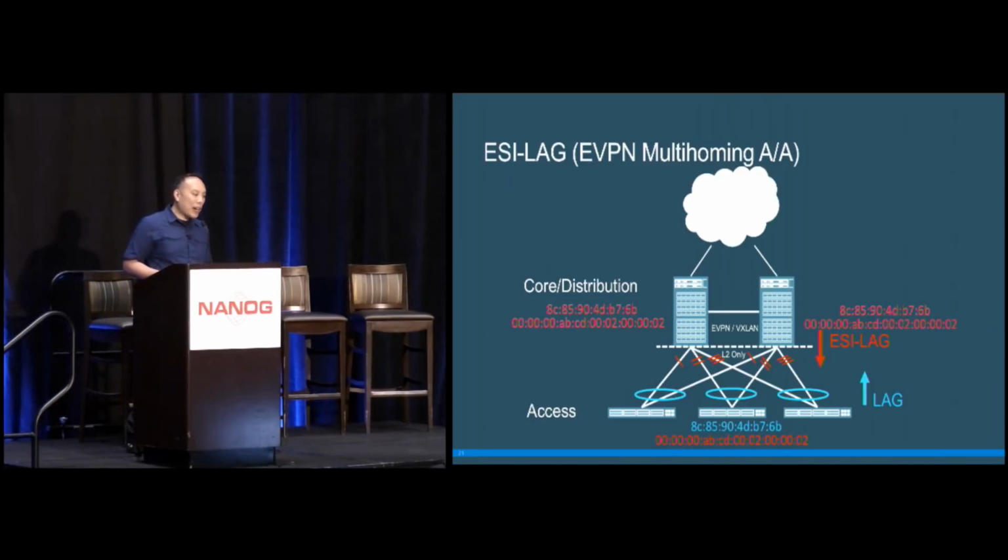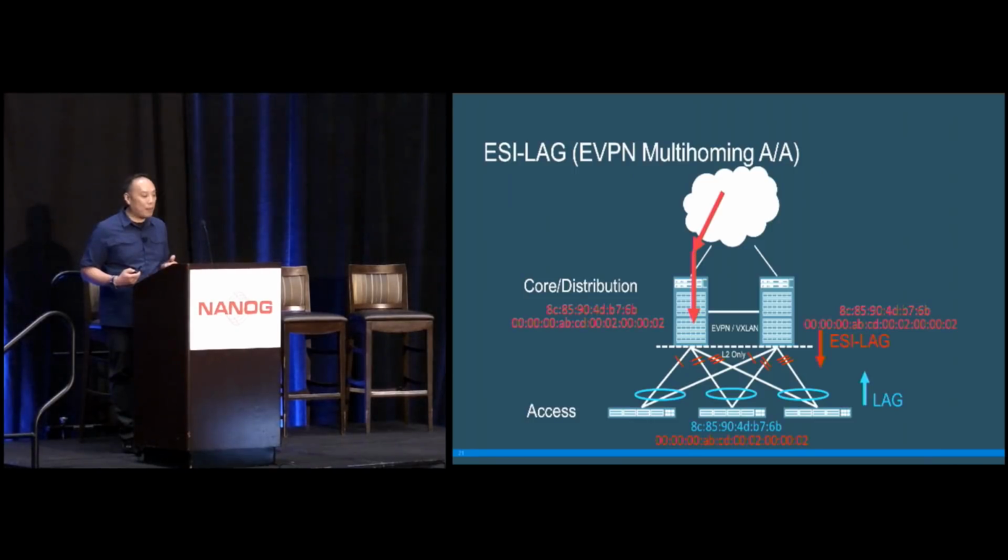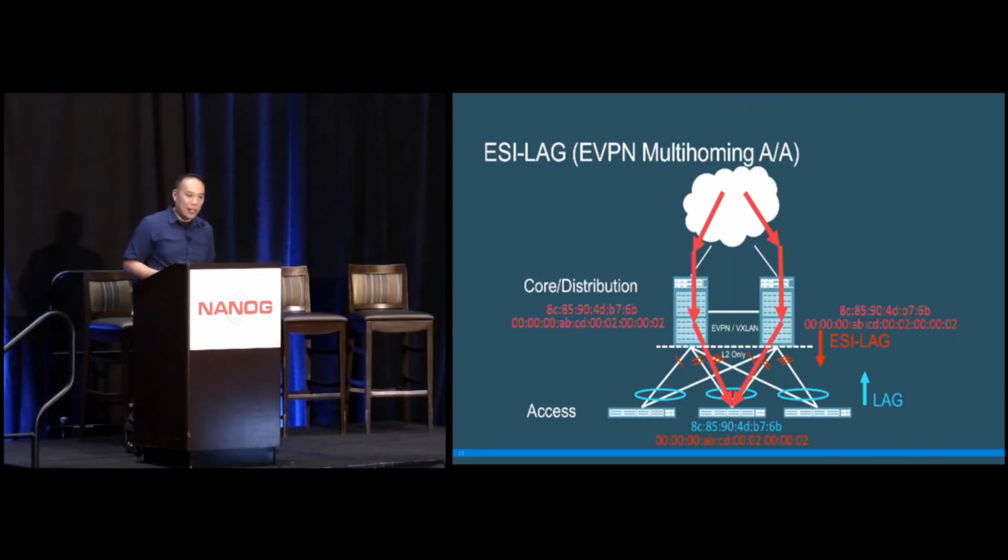So when traffic comes back on the way in, it'll look at that mapping. It'll say B7, 6B, that's mapped to 002. Send it down to that switch. And if it happened to hit the other core, same thing. It has that same table down to the right switch. And that, in a nutshell, is ESI LAG.